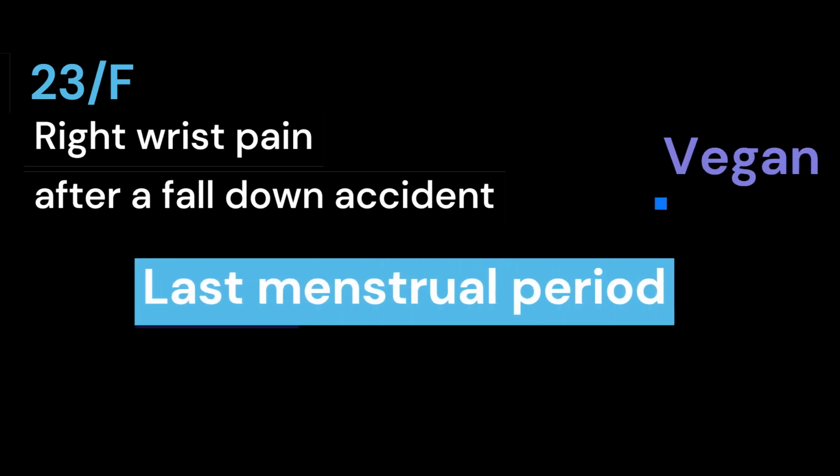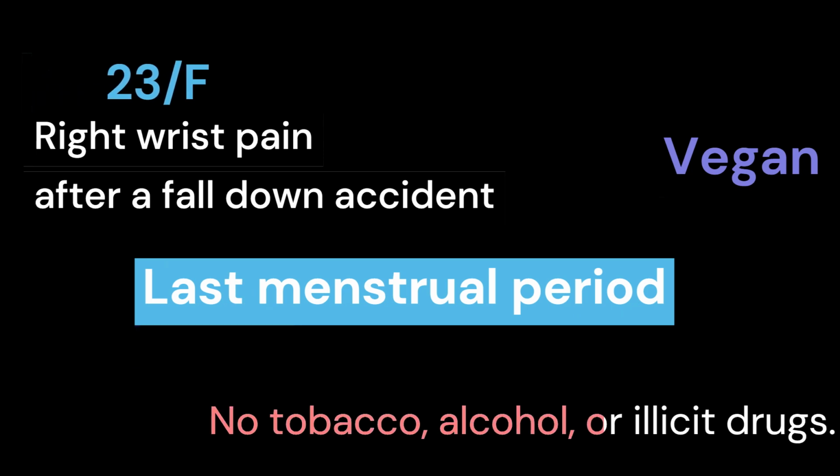The case scenario is: a 23-year-old woman comes to the emergency department due to right wrist pain after a fall. The patient fell onto her outstretched hand while walking across the floor at a gym where she exercises regularly. She has no significant medical history and takes no medications. The patient says she has tried several diets to lose weight and is currently consuming a vegan diet. Her last menstrual period was 3 months ago. She does not use tobacco, alcohol, or illicit drugs.